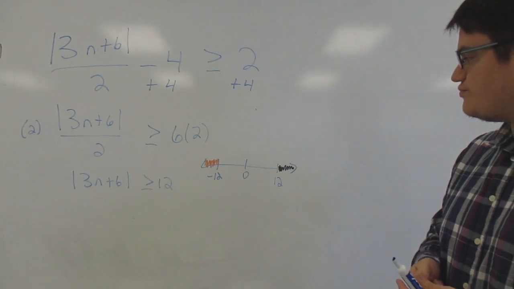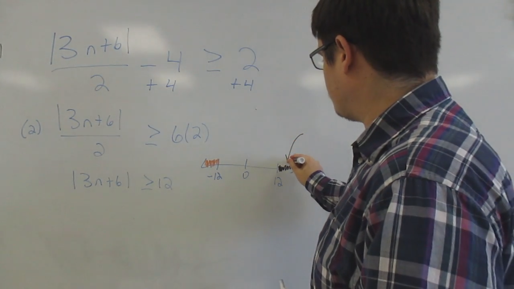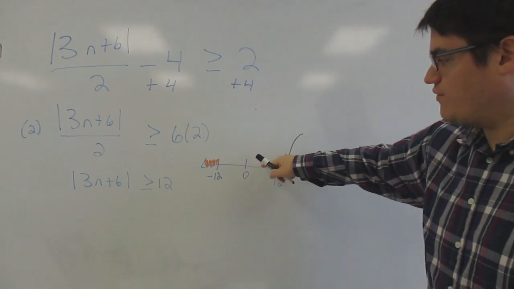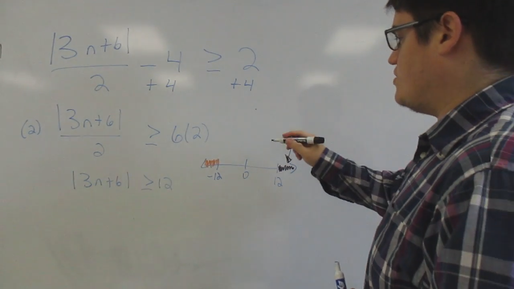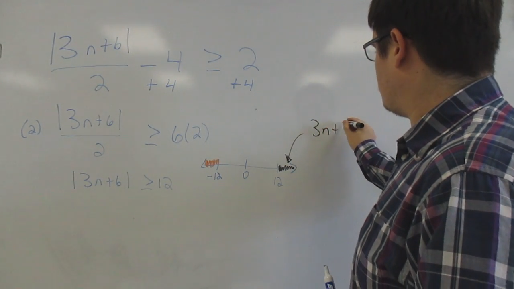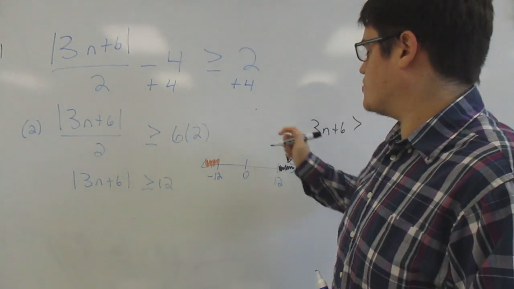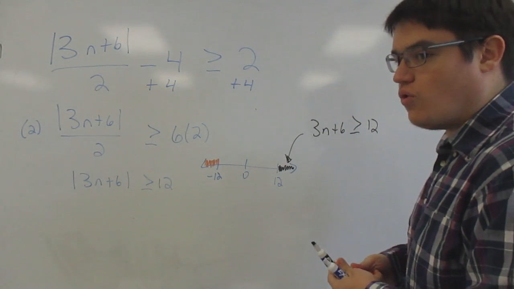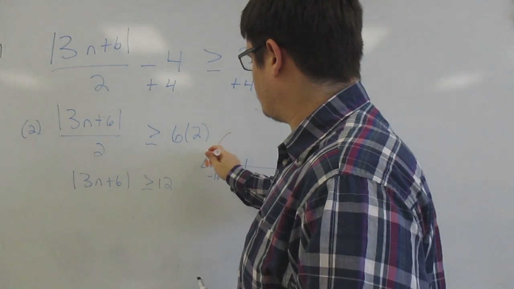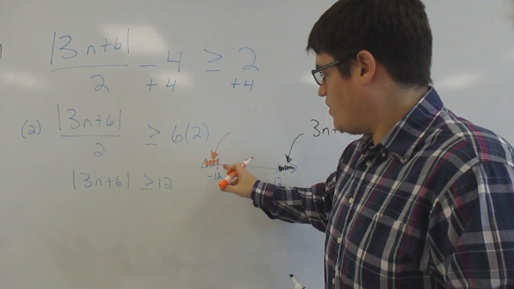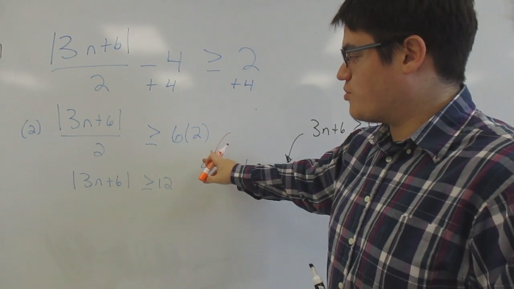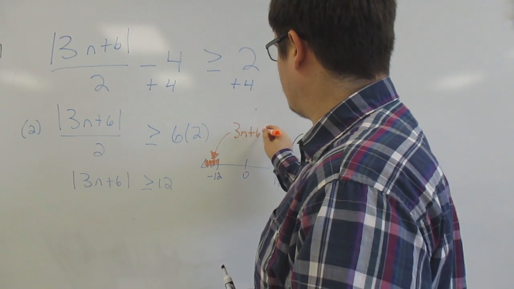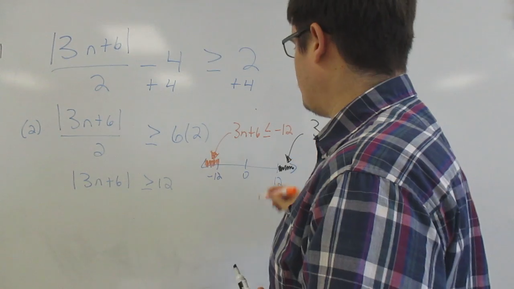Okay. So now to represent these, I'm looking for the values again that are greater than that 12 unit distance. So 3n plus 6 has to be greater than, and then since it was equal to. And then to represent the orange, again, it wants to be greater than 12 units. So these numbers here are less than negative 12. So 3n plus 6 is less than or equal to negative 12.